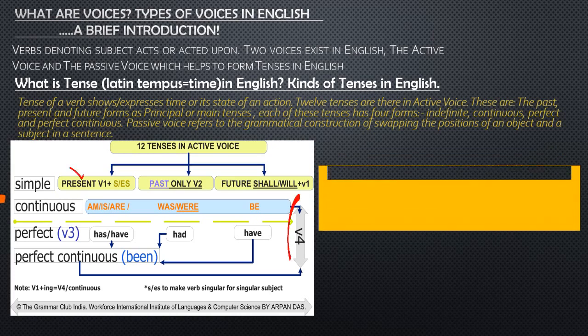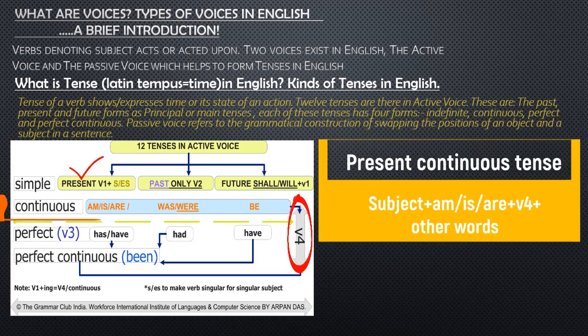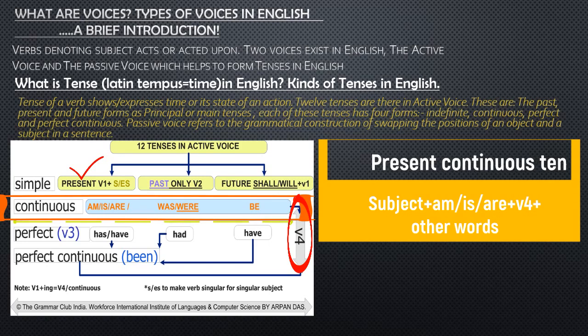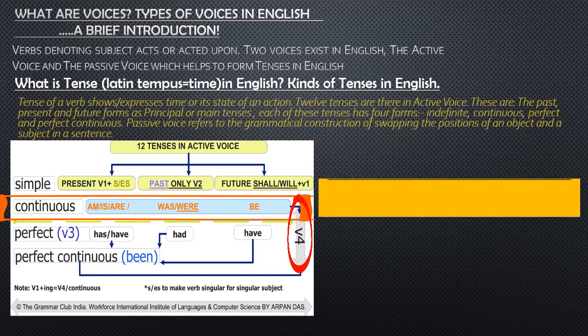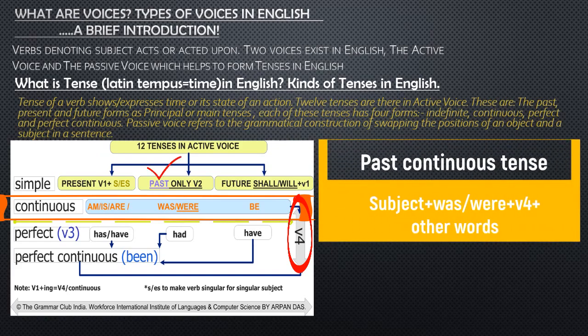For present continuous work stream, we have present continuous progressive with tense structure as subject plus is, am, or are plus V4 plus other words. For past continuous work stream, we have past continuous with tense structure as subject plus was or were plus V4 plus other words.